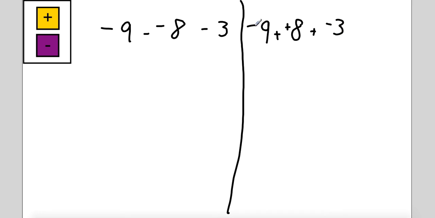So now I can see that I have negative 9 plus 8. When I combine these together, I'm going to have negative 1 plus negative 3. Now I'm combining two negatives, so they're going to become more negative. Negative 1 plus negative 3, just like if I would have had one purple chip and 3 more purple chips, this would have been negative 4.